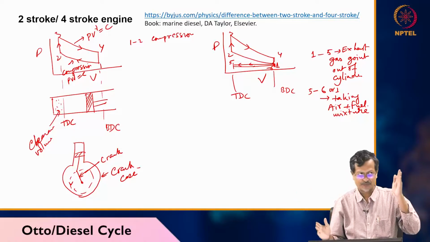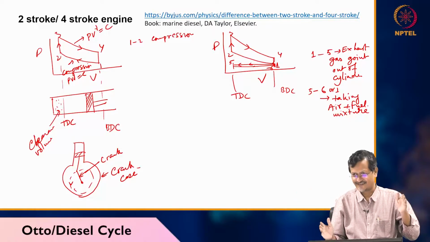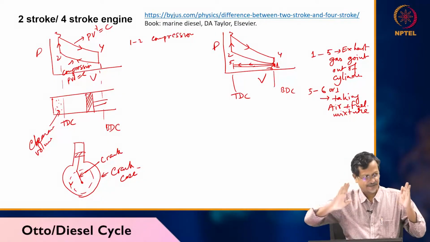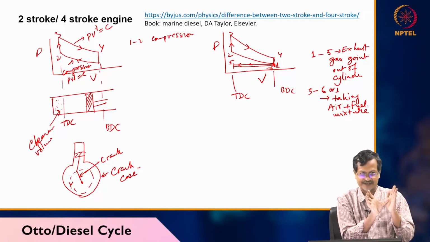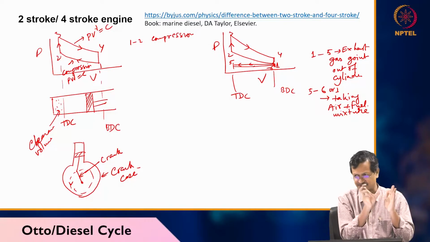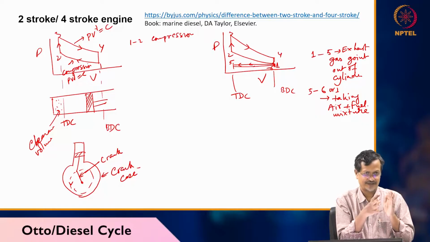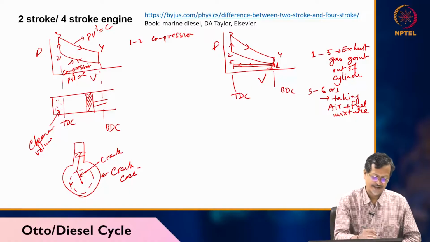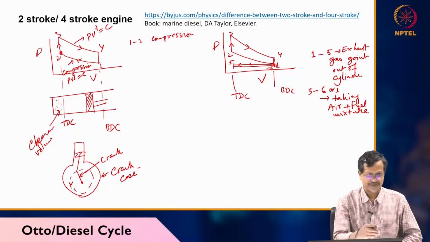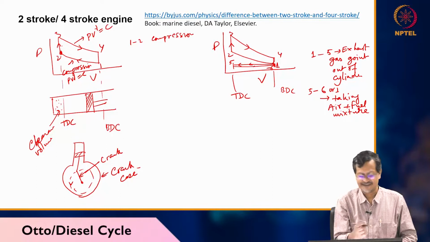Now close both valves, exhaust and intake, and start compressing. When you are compressing, the volume reduces, pressure increases, and temperature increases. After a certain time it will burn instantaneously. Here we are assuming that at point 2 combustion happens instantaneously. So 2 to 3 combustion happens, but in 2 to 3 the volume is constant. Practically that does not happen.